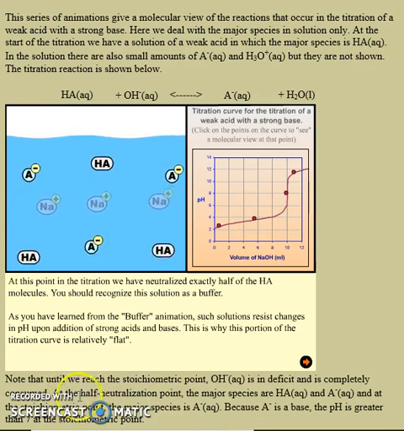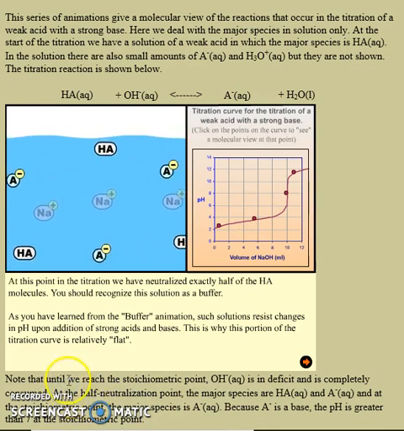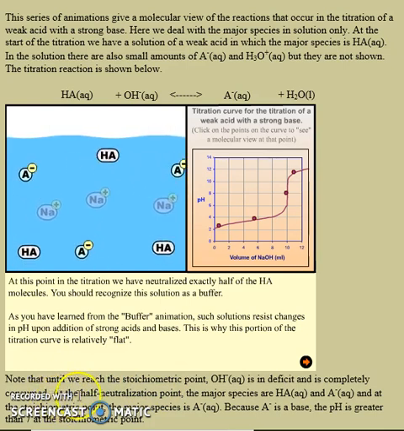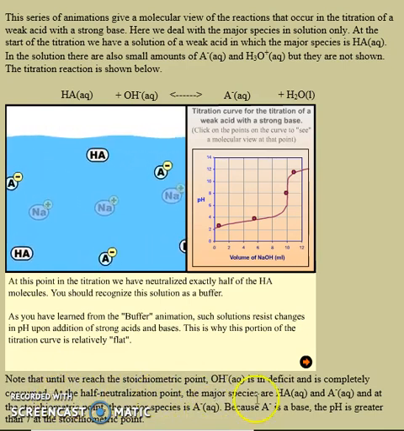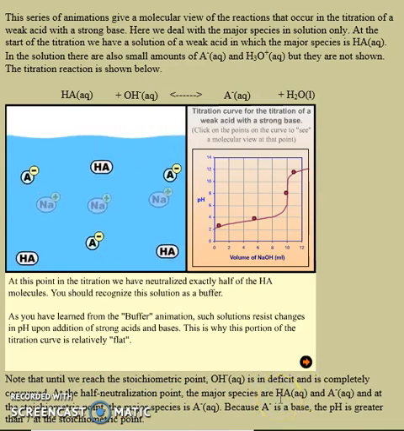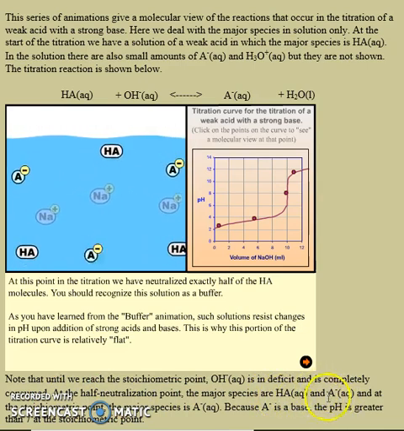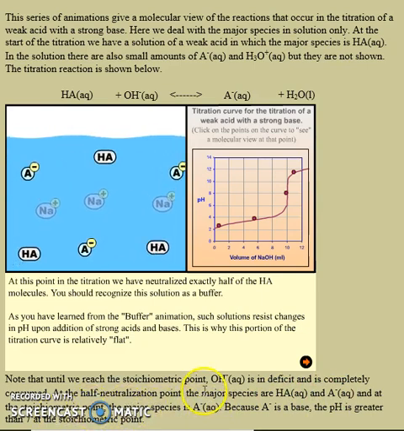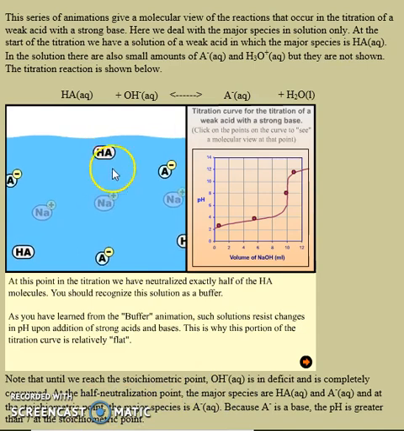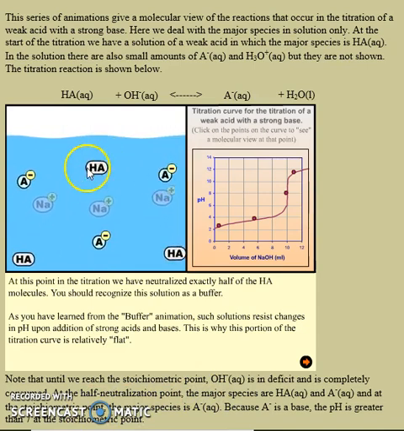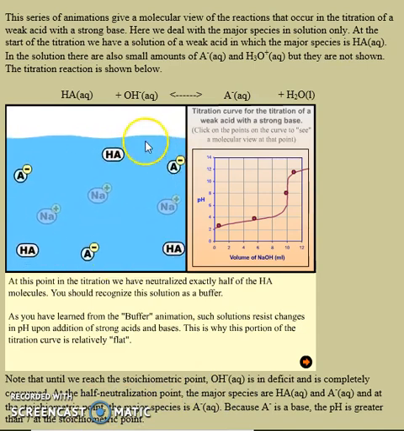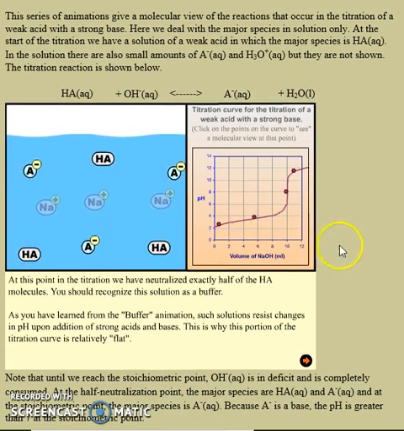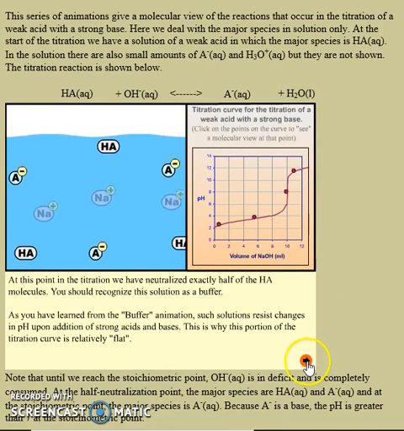So it says here on the bottom, I don't know why they list the stoichiometric point first, but I'm going to read that second statement. At the half neutralization point, the major species are HA, I see them in solution, and A⁻. So we still have some HA and we still have A⁻, okay? This is our halfway neutralization point. This is our buffer region, okay? So let's continue on to the next part.